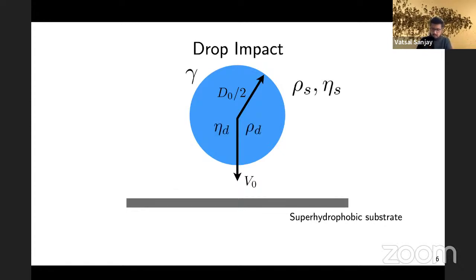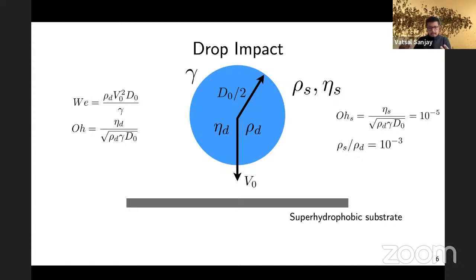There is a surrounding medium with density rho s and viscosity eta s, and the drop density and viscosity are rho d and eta d respectively. We also have a surface tension between the droplet and the surrounding. And using these control parameters, we can define several dimensionless numbers. For example, we could have a Weber number, which is nothing but a comparison between the inertial stresses and the surface tension stress.